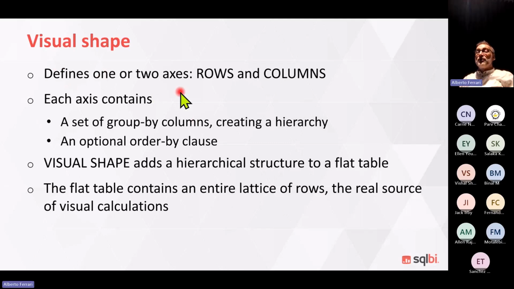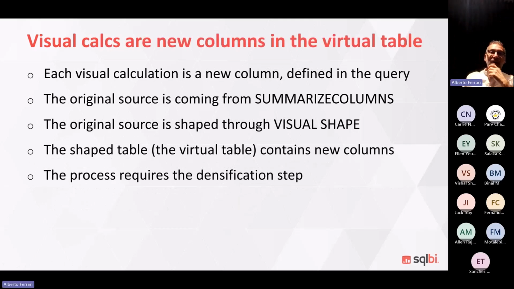With the visual shape, you define 1 or 2 axes. One is row, the other one is columns. One might be present or not. Both might not be present if there are no axes at all. And each axis is defined by the set of group by columns and an optional order by clause that is used by the window function to define how they behave. And visual shape is useful to add a hierarchical structure to the table that would be otherwise flat. But with visual shape, it becomes a much more complex structure. And the flat table, that is important, does not contain just the leaf level rows. It contains all the rows that need to be organized in some way. And the way they are organized is with a lattice that we're going to see in a few seconds.